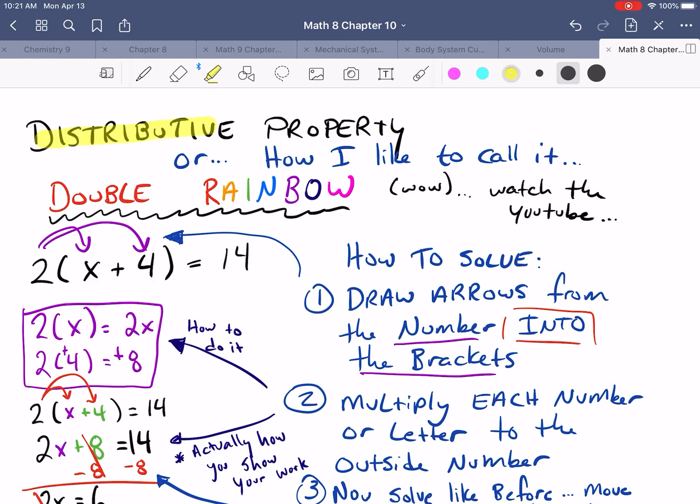You're going to see this mathematical term for a long time now, all the way until you're in grade 12. And so basically it is a fancy way of what I like to call double rainbow, wow.